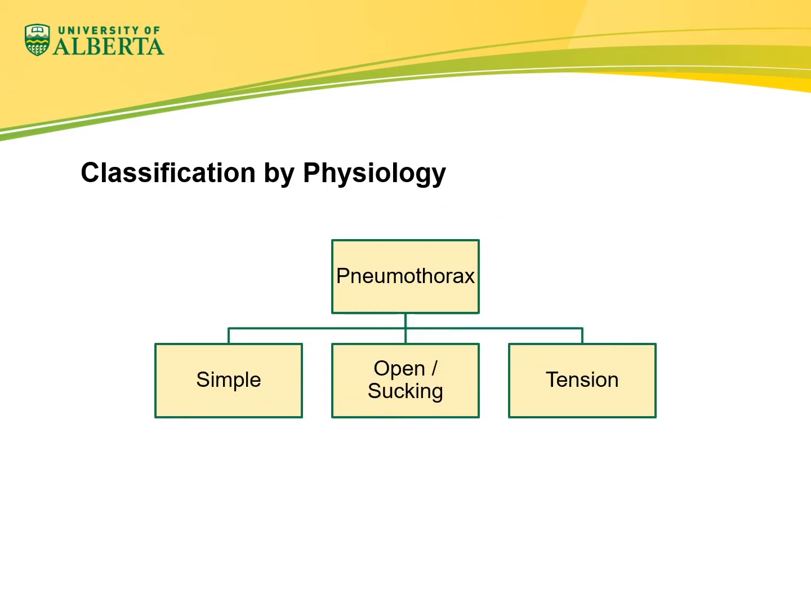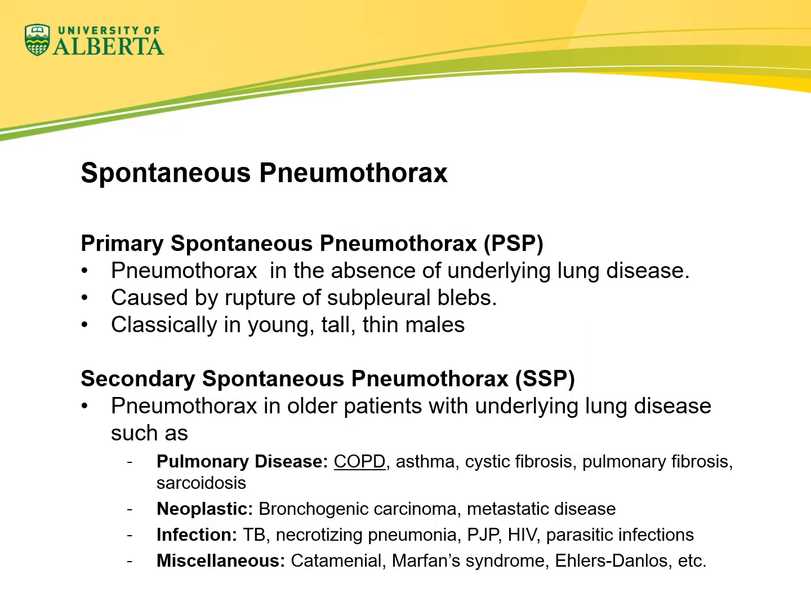In addition to classifying a pneumothorax by its cause, it's also important to describe a pneumothorax in terms of its pathological effect on the patient. In this respect, there are three main types: simple, open, also known as sucking, or tension. A spontaneous pneumothorax is one that occurs in the absence of a precipitating event such as trauma. If it occurs in a patient with healthy lungs, it's considered to be a primary spontaneous pneumothorax.